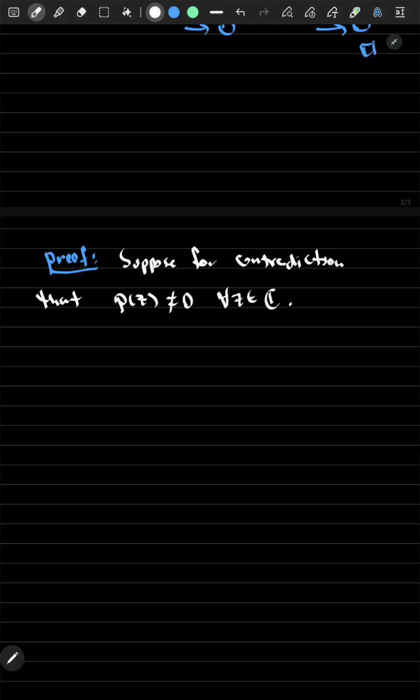Well, so we know that this is an analytic function, right? It's a polynomial. It's better than analytic. And so that means, since it doesn't have a root, we can invert it and get another analytic function. So define the analytic function g of z by 1 over p of z. This is an analytic function. It's well defined because p of z doesn't have a root. Now we just apply Liouville's theorem.